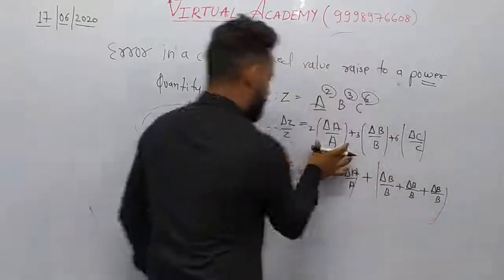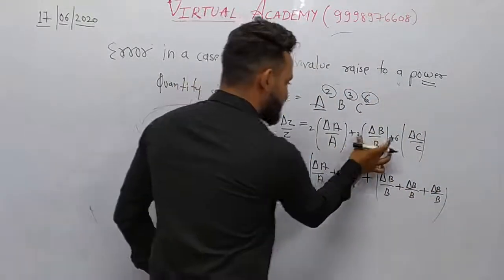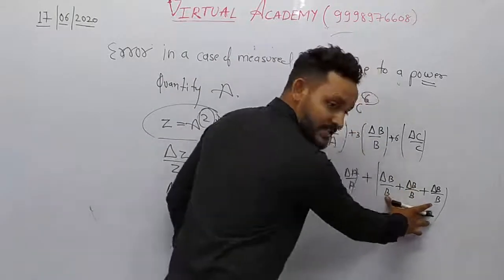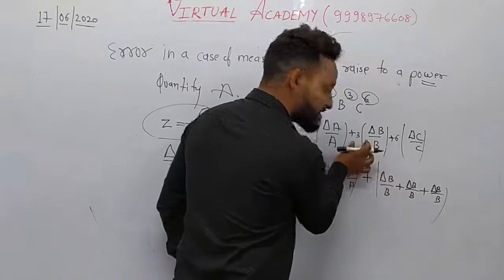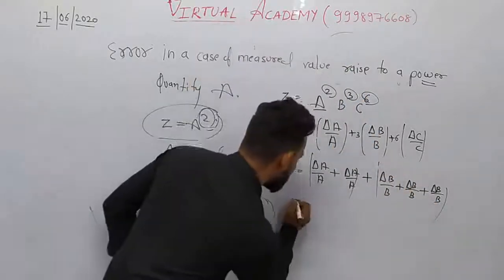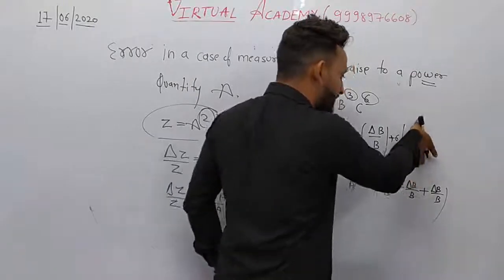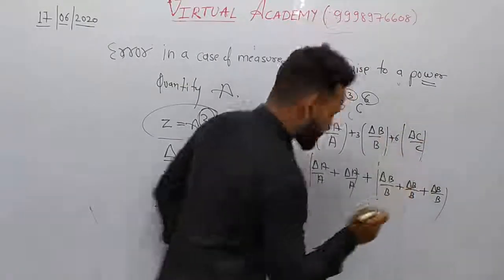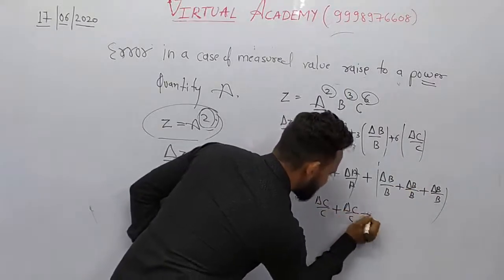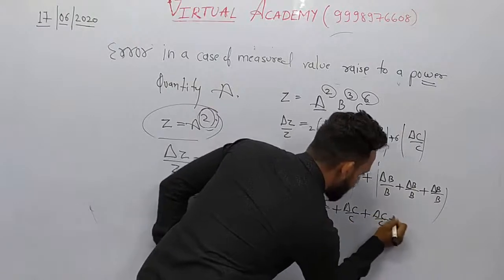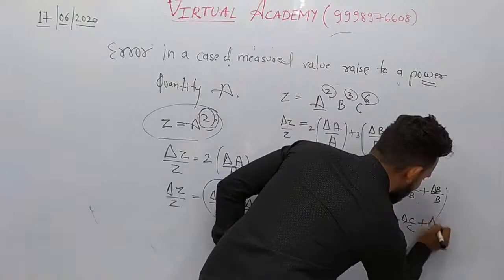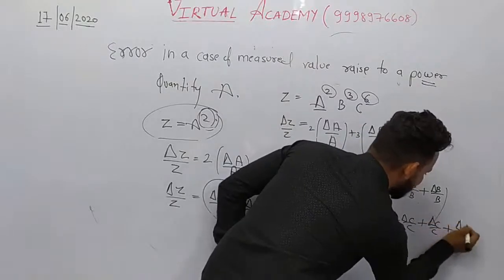It's 2 times for delta A upon A. It is 3 times for delta B upon B, so we have to write this term 3 times. Now what about C? It's 6 times. So we have to write down delta C upon C 6 times: delta C upon C plus delta C upon C plus delta C upon C, now again delta C upon C, 1, 2, 3, 4, 5 and delta C upon C.